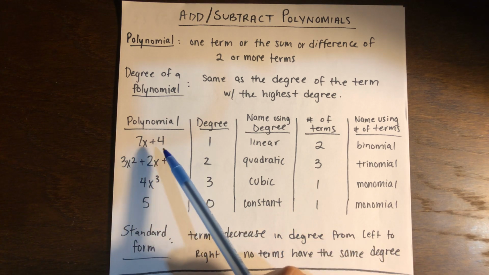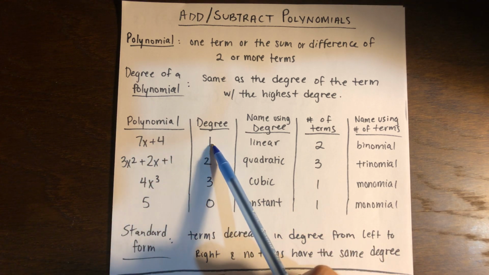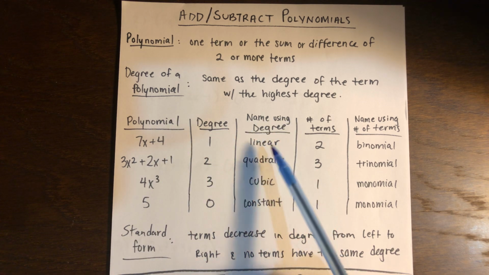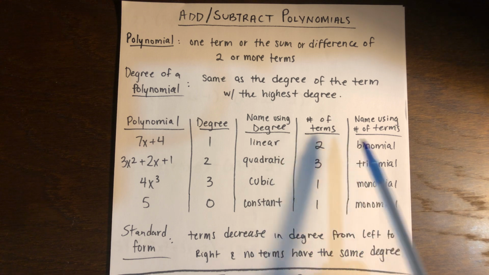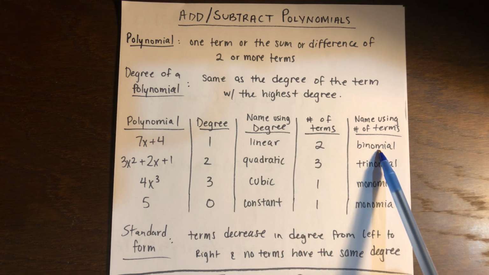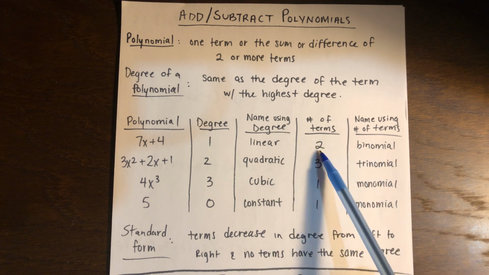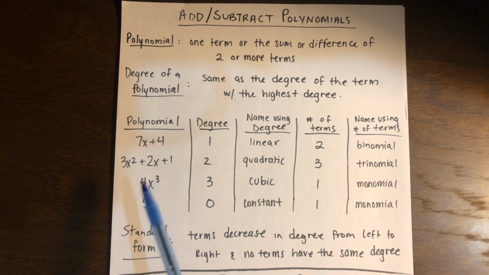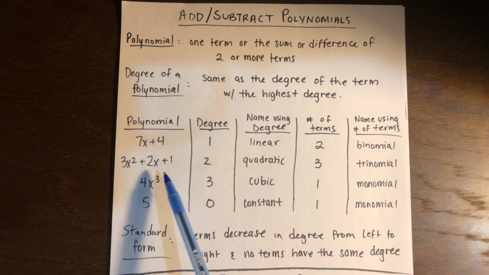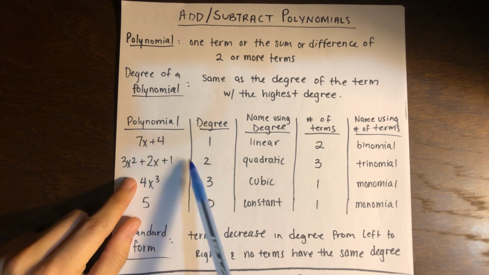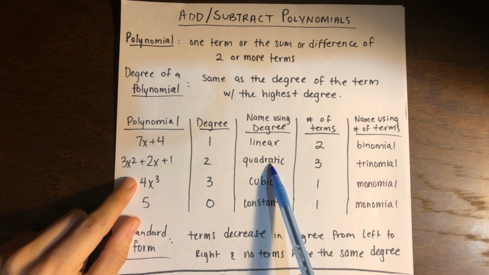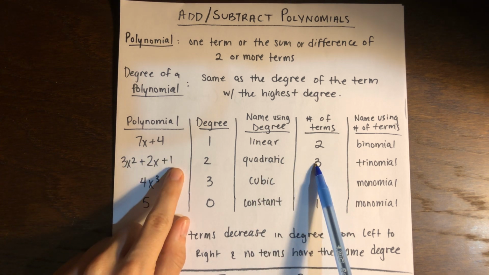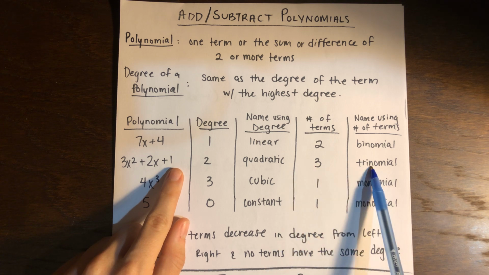So 7x plus 4. The x has a degree of 1. So if we named it using the degree, we'd say this is a linear polynomial. There are 2 terms, so we would call it a binomial, talking about numbers of terms. So 3x squared plus 2x plus 1. The highest degree is 2, so we would call it a quadratic. The number of terms, there's 1, 2, 3, separated by the plus signs. So this is a trinomial.